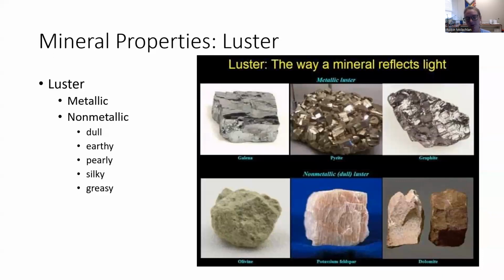So the first mineral property that we can look for to identify a mineral is its luster. This just means, how shiny is it? Is it shiny like a metal, that it has a metallic luster? Or is it kind of dull, earthy? It doesn't look like a metal. Then we call that a non-metallic luster.